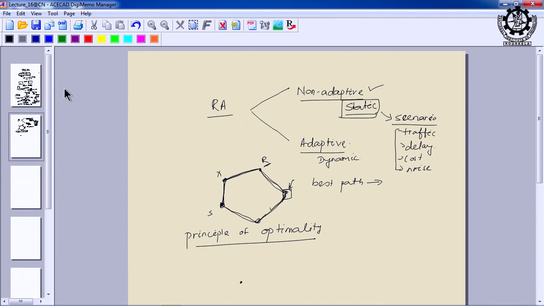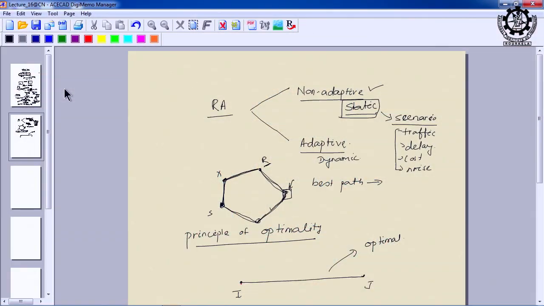If i is a node and j is another node in the subnet, and there exists a path between i and j which is assumed to be an optimal path, then when you say the path is optimal, you do not have any better path than this. In every respect, this has proved to be the best path. Then any node that comes in between this optimal path will have the same route as the optimal.